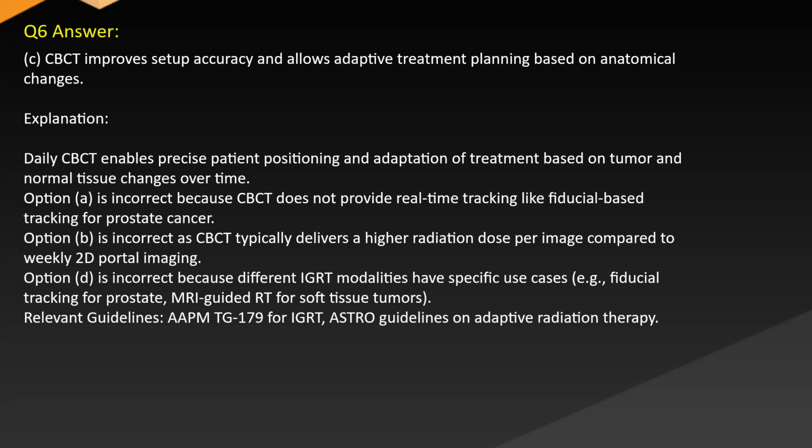Option D is incorrect because different IGRT modalities have specific use cases, e.g., fiducial tracking for prostate, MRI-guided RT for soft tissue tumors. Relevant guidelines: AAPM TG 179 for IGRT, ASTRO guidelines on adaptive radiation therapy.